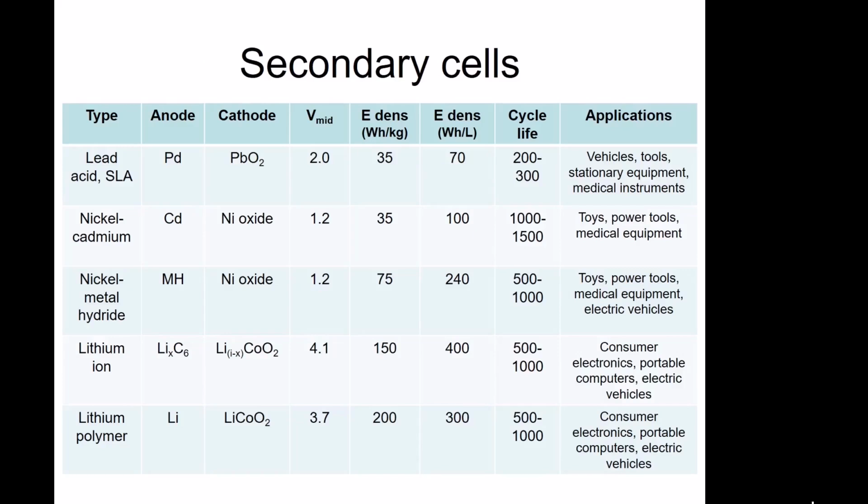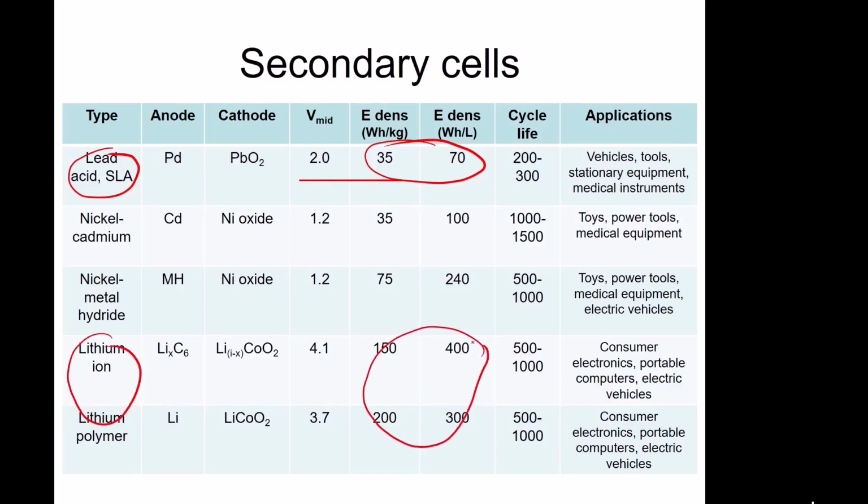In terms of the materials used for this, probably the most common type is your lead acid or sealed lead acid, and this is used in cars. These are very cheap, but in terms of energy density, they're very poor. And then you move on to the more specialist types like lithium ion and lithium polymer, which provide a lot better energy densities, but at a higher price.